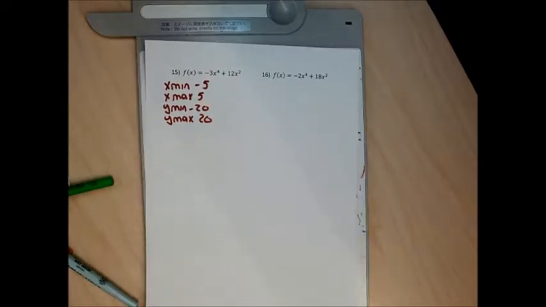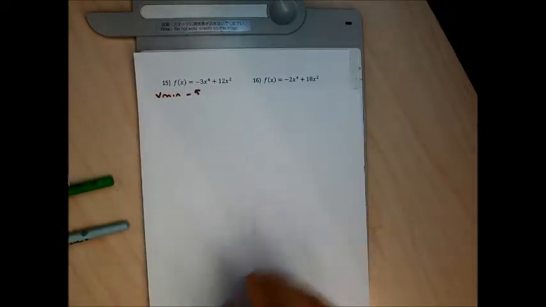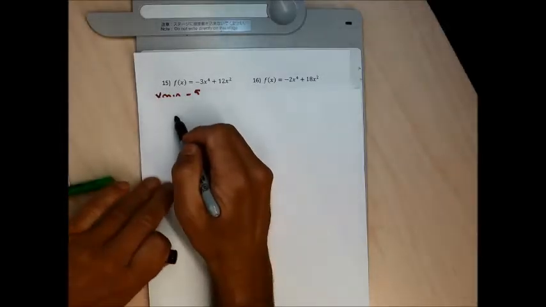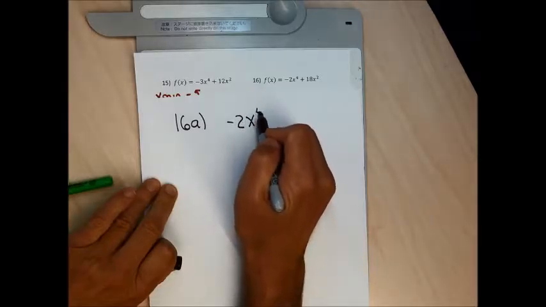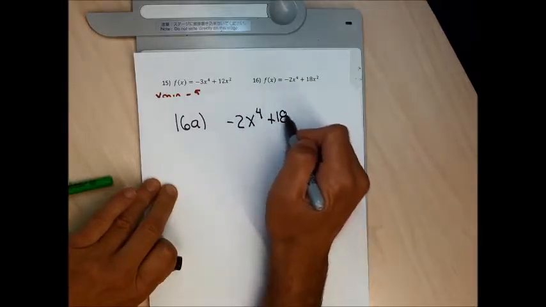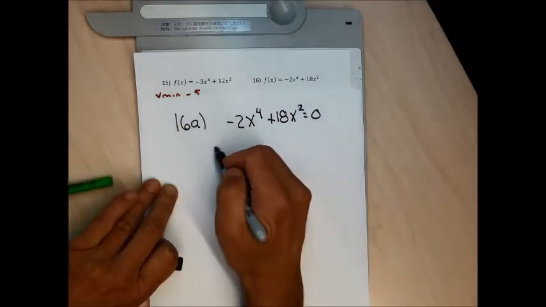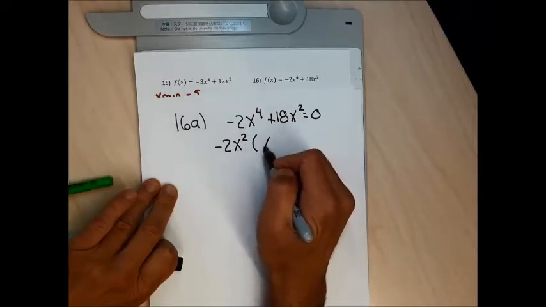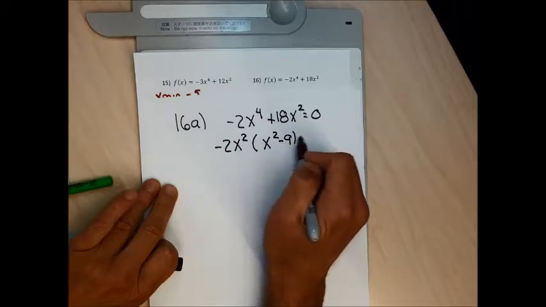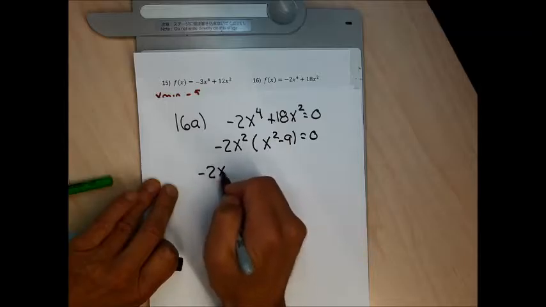So for 16, part A, find the x-intercepts and multiplicity. A little bit harder because there's a bigger common factor. So for 16A, I'm going to take the negative 2x to the fourth plus 18x squared and set it equal to 0 to find my x-intercepts. Pull out a common factor of negative 2x squared. When I do that, I'm going to be left with x squared minus 9. Factor that, x squared minus 9.